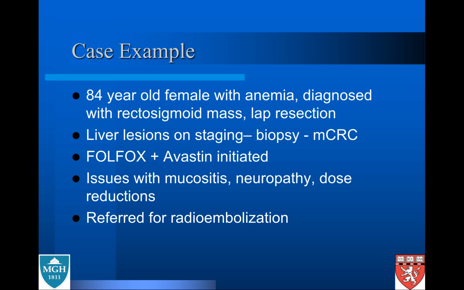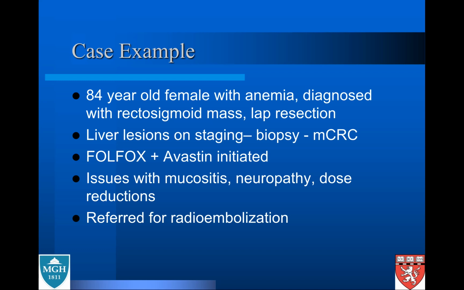That being said, this is the kind of patient we might see, in that chemotherapy has a lot of side effects. So this patient was started on standard of care FOLFOX and Avastin. She's 84. She's dealing with mucositis, neuropathy. They start dose reduction, and basically she's done with chemotherapy. But her real issue is liver tumors. And so she was referred for radioembolization, basically stopping chemotherapy and just coming for radioembolization.